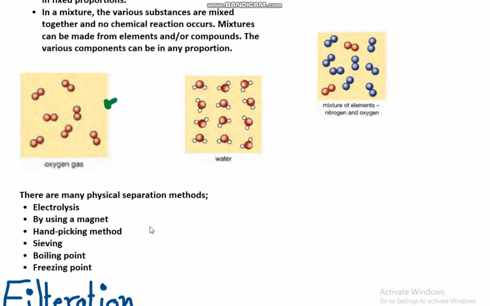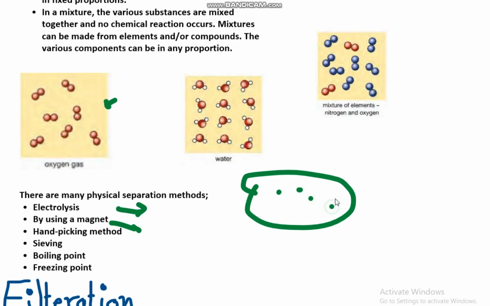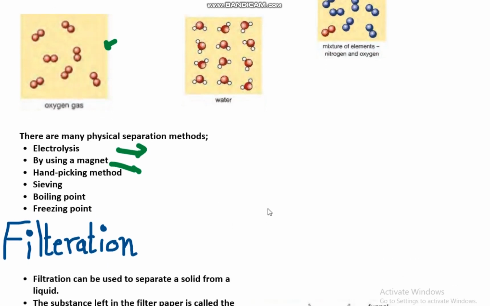And then there are physical separation methods. Electrolysis is something we'll learn in chapter 10, and then using a magnet. For example, we have a mixture here of iron filings and sand. So we can separate this by using a magnet, which will allow us to differentiate iron filings from the sand particles. That's one example of using a magnet. And then we have the hand picking method, where we take out big lumps of elements or compounds from a mixture, which is smaller, and this will allow us to separate compounds and elements from each other.